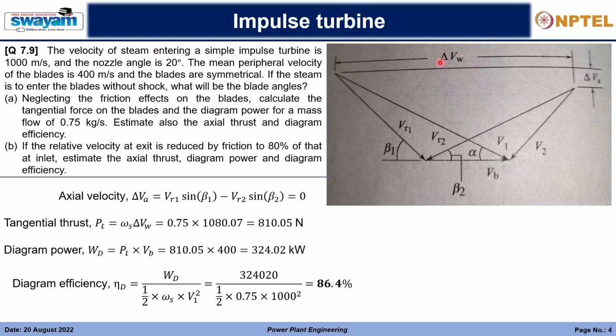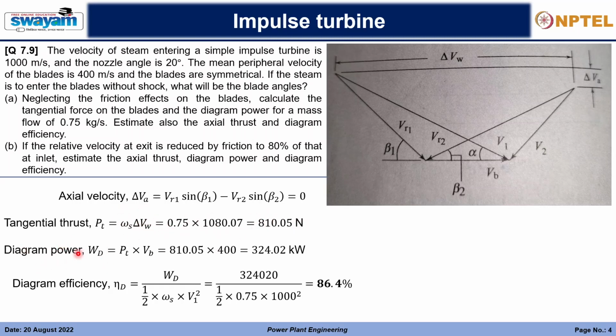The vw is responsible for that. So tangential thrust, which is generating the power, is simply mass into mass flow rate into the velocity. So that is the change in momentum. By that we will get this particular force.